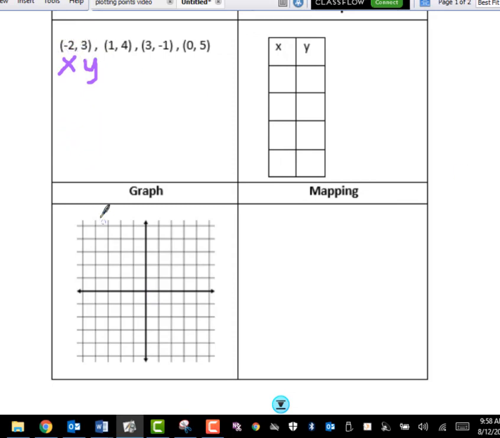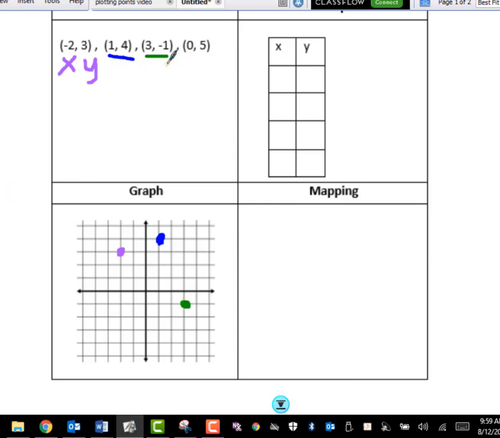So -2 tells me I should be starting from the origin, going 2 to the left, and then 3 up, and that's a point. My next point is at 1 comma 4, so I go 1 to the right and 4 up, 2, 3, 4. My next point is at 3, -1, so that 3 should be to the right, 1, 2, 3. And 1 is negative, so then I go down 1 and put a point.